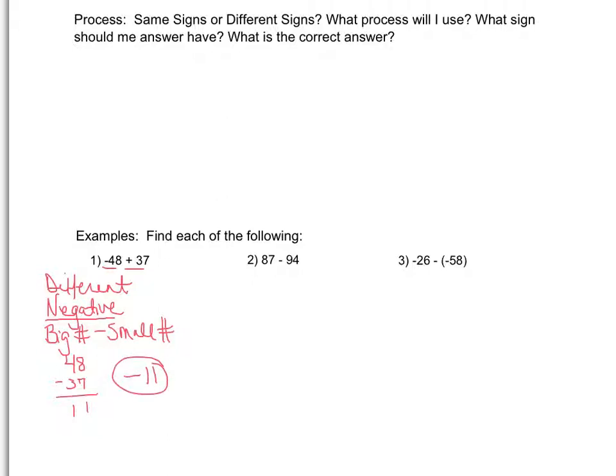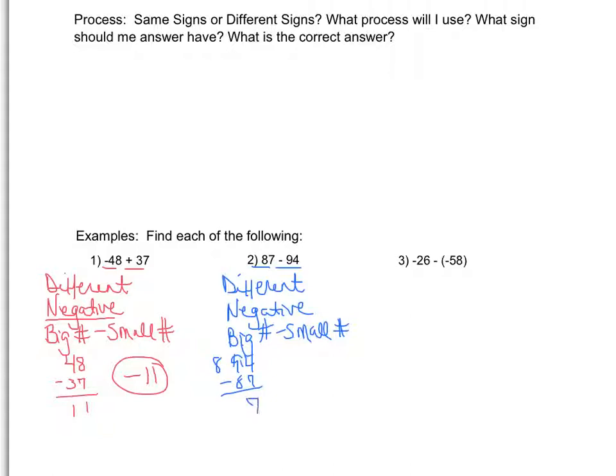Doing the same thing for the second one. Again, the sign belongs to the number it's in front of, so I'm going to say this is an 87, which is positive, and a negative 94, so therefore my signs are different. Because they're different, I'm going to take the sign of the bigger number, and 94 is bigger than 87, so my answer should be negative. And I'm going to go ahead and say big number minus small number because the signs are different, and that's my process for different signs. So 94 minus 87, I get 7.